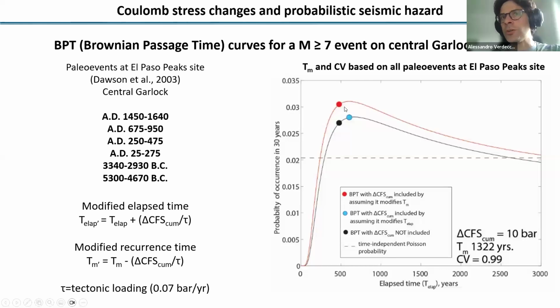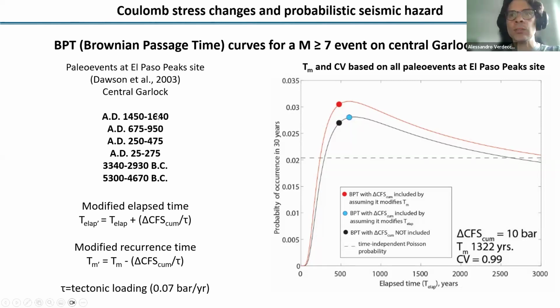We need to build a new curve for the other method, the modified recurrence time, because of course a different recurrence time means a different shape of the curve. So the red dot represents the probability of occurrence of an earthquake, basically including the stress changes with the modified recurrence time. For this particular example, the difference between the red dot and the black dot, which are the two methodologies, and also the blue, is not that high.